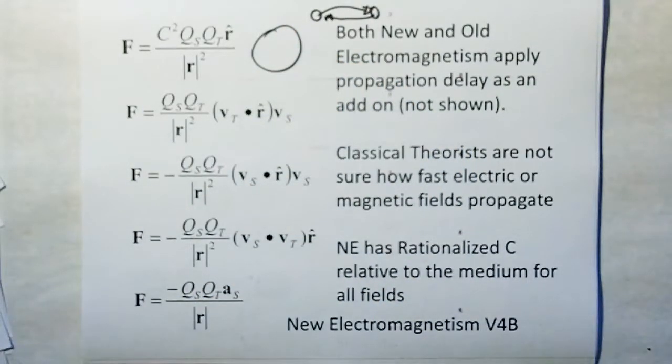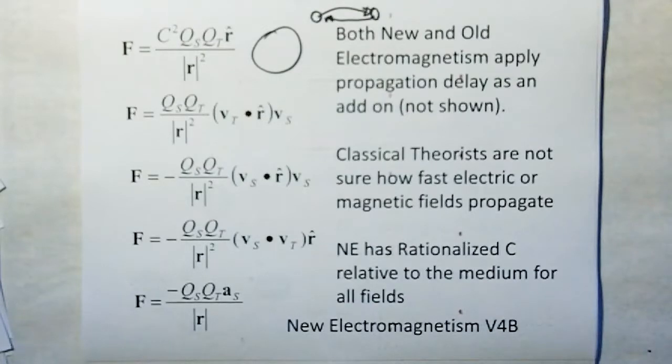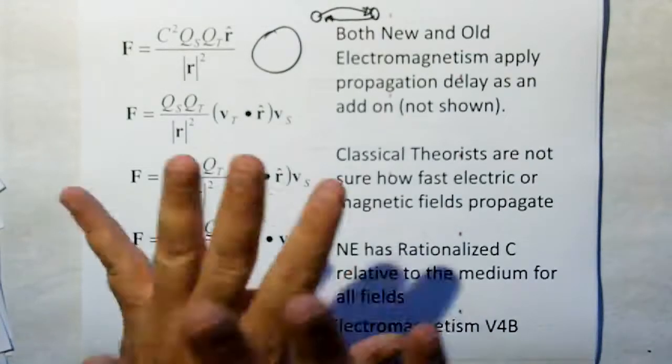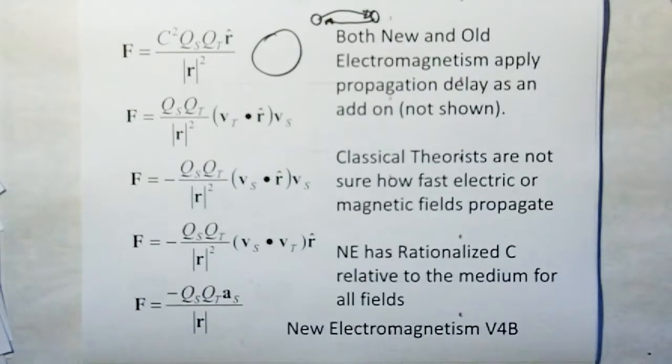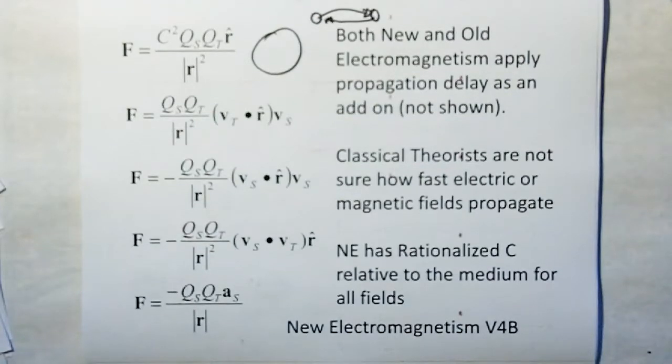But the interesting thing is that classical theorists are not sure how fast electric or magnetic fields propagate. And we're going to talk about that a little more in a later video because it ends up giving another cut to Maxwell's equation. But new electromagnetism has rationalized that these fields can only travel at the speed of light. Now, that's a rationalization that we'd be willing to change if we found evidence to the contrary, but right now we don't have such evidence, so we're going to use it until it doesn't work anymore.